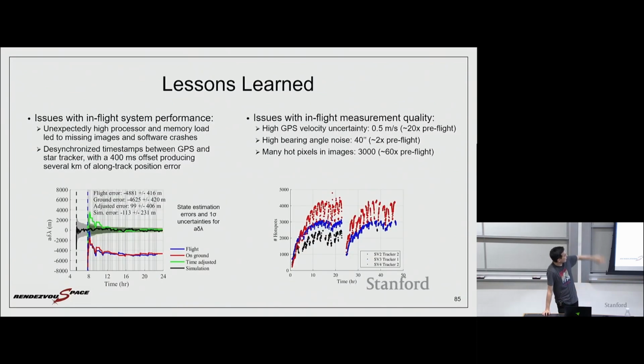A couple of examples are that we had a desynchronization of the time between the star tracker and GPS time.